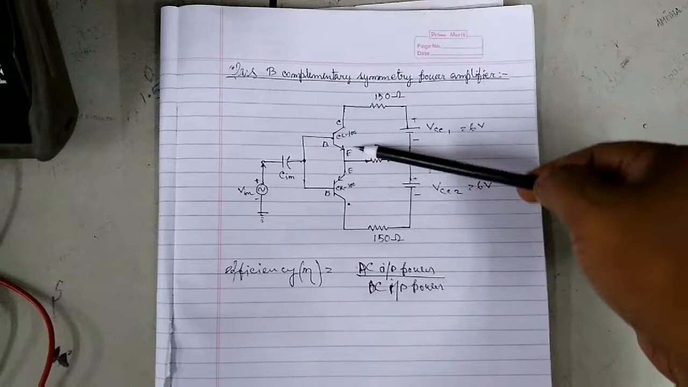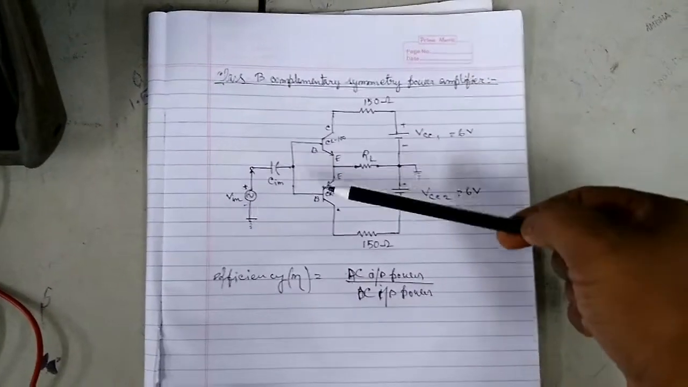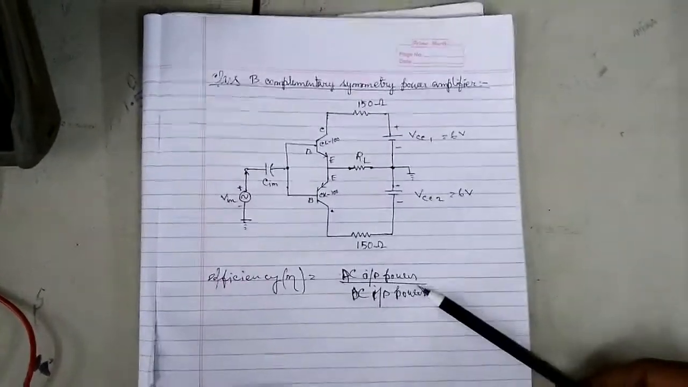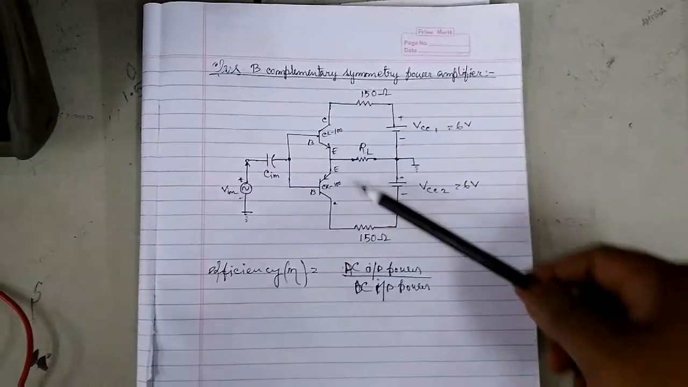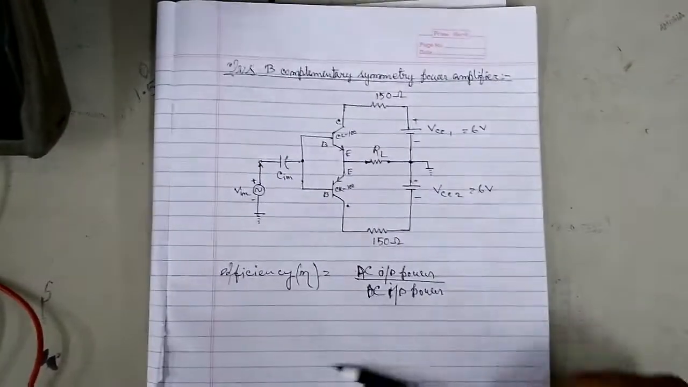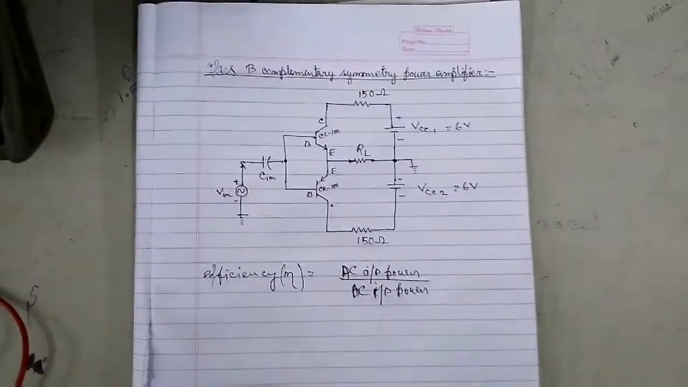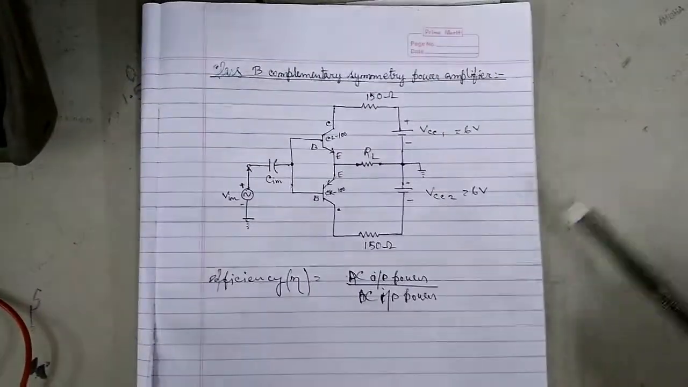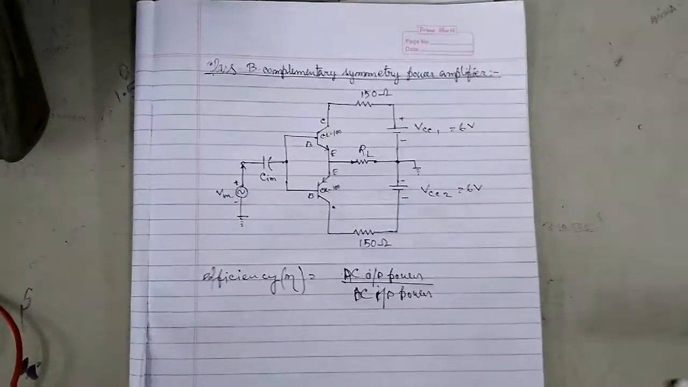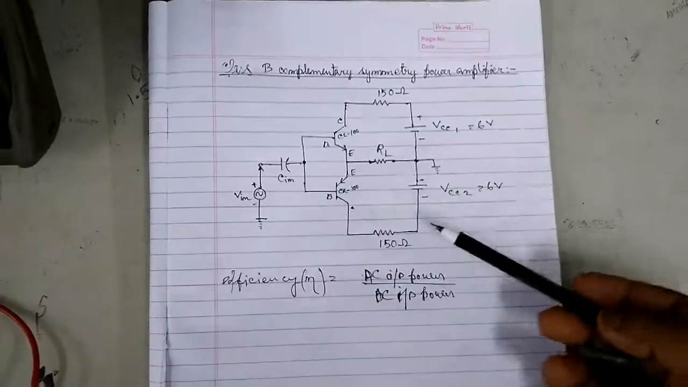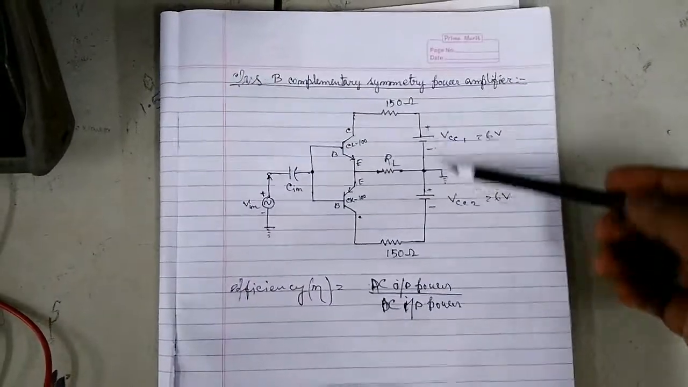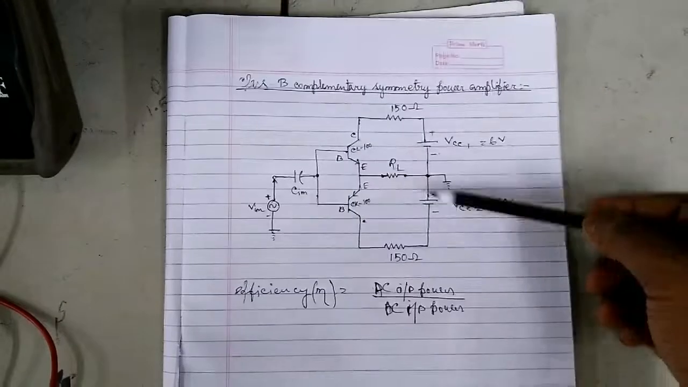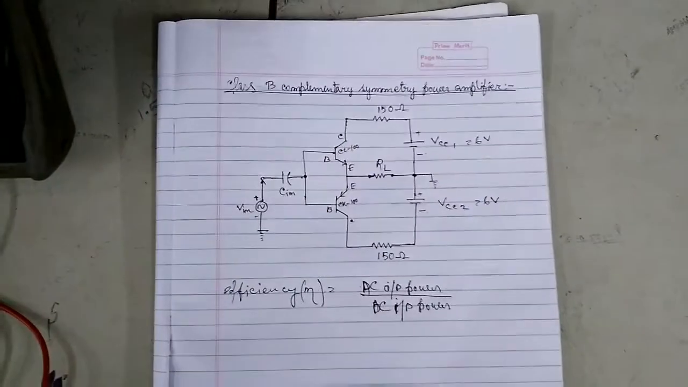BJTs are required, one NPN and another PNP transistor, because a class B amplifier amplifies one half of the signal with one power supply. If you want to amplify both halves of the input signal, we need two different power supplies and two different BJTs.